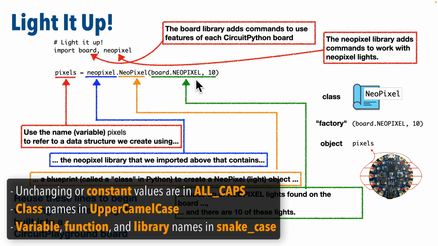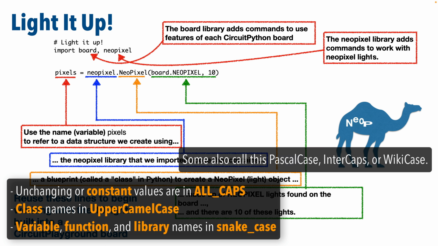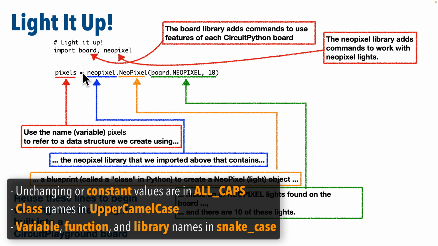Another convention is to write class names like NeoPixel as one word, but with a capital letter at the start of each of the words inside of the word, like capital N Neo, capital P Pixel. That's referred to as the upper camel case style, since the capital letters look sort of like the humps of a camel. Now you'll also notice the convention is for variables like pixels or function names like print, as well as library names like board and neopixel, to be written in all lowercase letters. And if a variable has more than one word in it, the convention is to use an underscore to separate the words, and that style is called snake case.